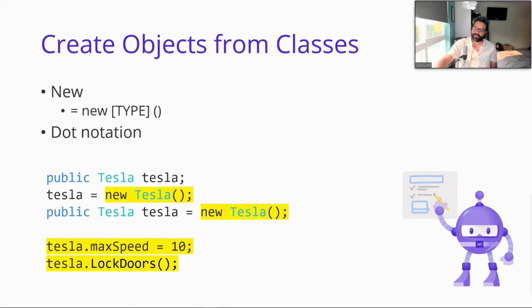Here is where access levels take place, or they actually have effect. So here I'm assigning 10 to the max speed variable inside of the Tesla object. And here I'm locking all the doors. I'm actually using the lock doors method inside of the Tesla object by using the dot notation.